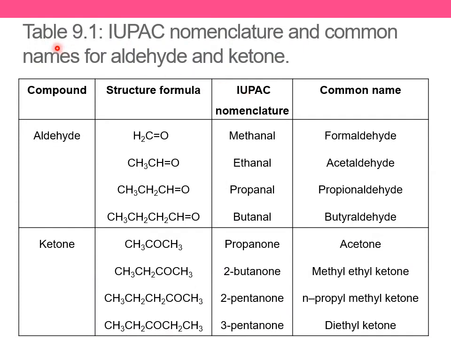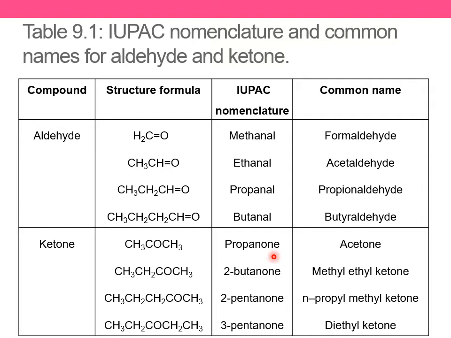In your course book, table 9.1 shows four simple aldehydes and ketones with their IUPAC nomenclature and common names. So as you can see, for aldehyde, we have all the compounds having the suffix -al: methanal, ethanal, propanal, and butanal, depending on how many carbons are there in the compound. For ketone, we have the suffix -one.